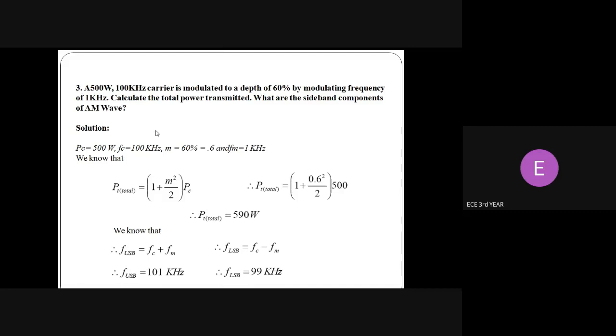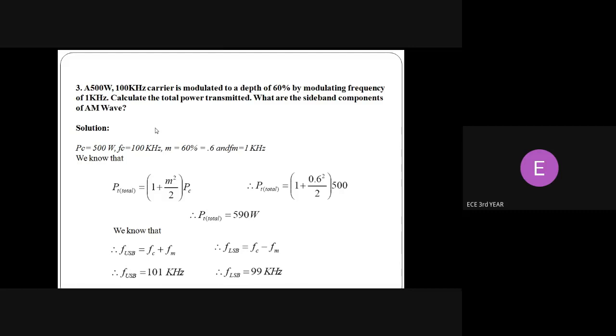So here we want to calculate the sideband. The sideband is a very important parameter. We want to know how we are going to calculate the sideband of the signal. Now we get into the problem. What are the things we have?